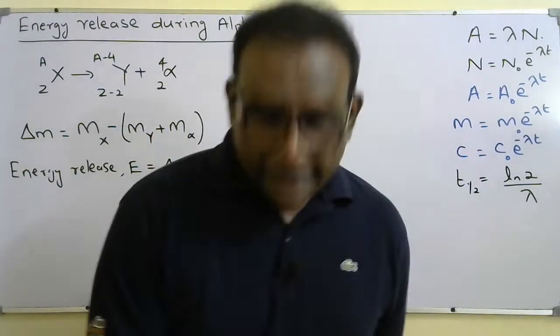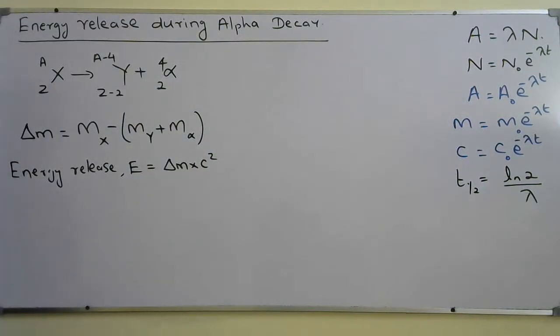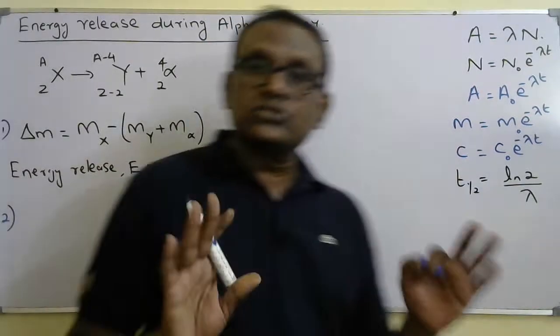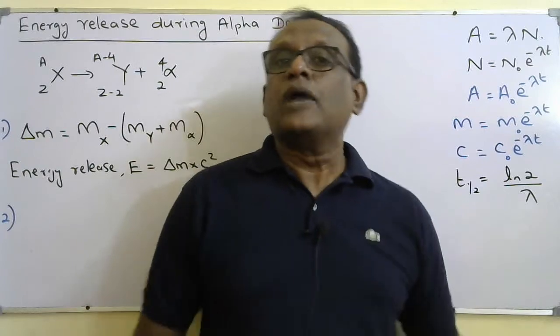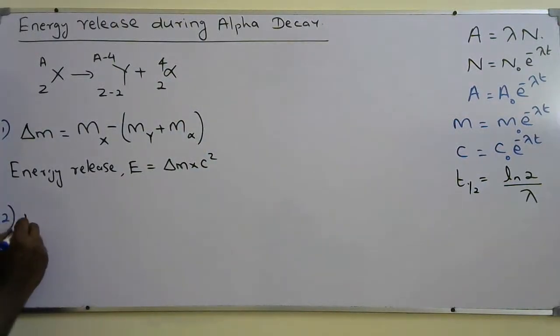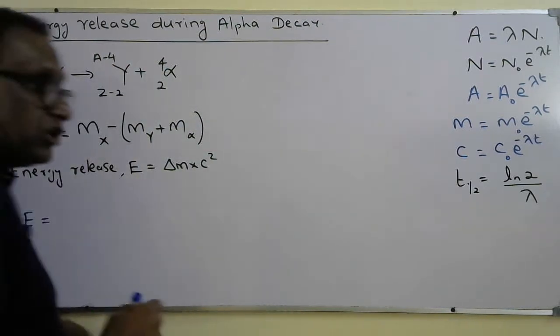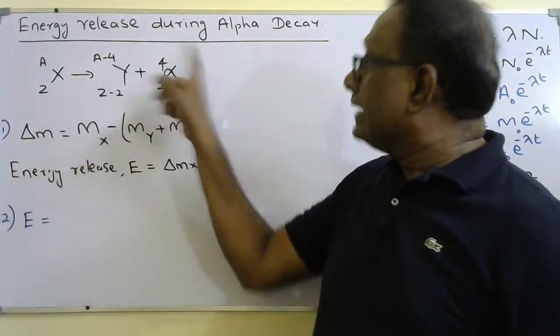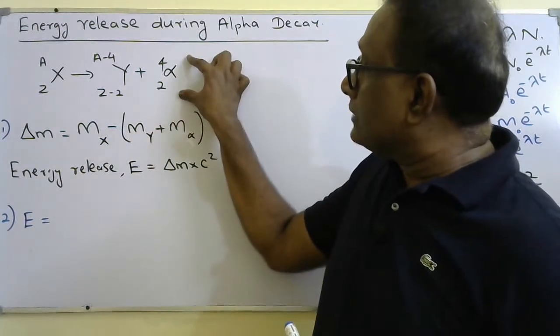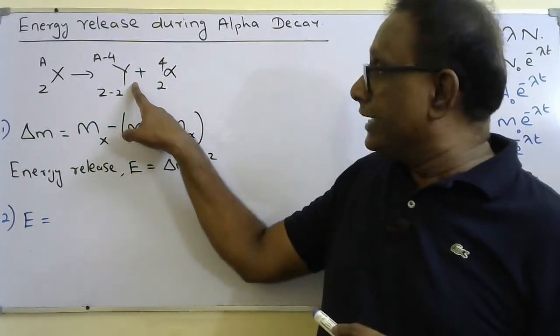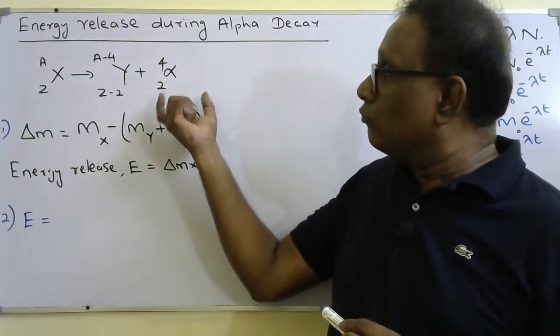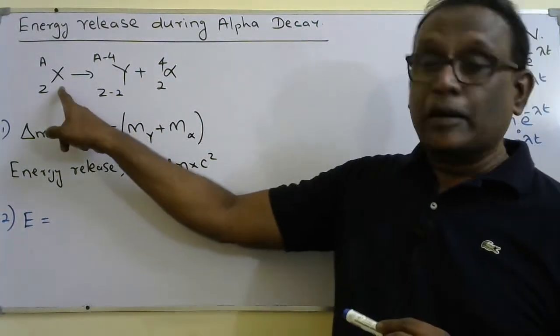There's another related method. The second method, we can find in terms of binding energy also. That is true for alpha decay. The amount of energy release, which I denote by capital E, is equal to the total binding energy of the daughter nucleus Y and the alpha particle. When you sum them, that will become more than the binding energy of the parent nucleus.